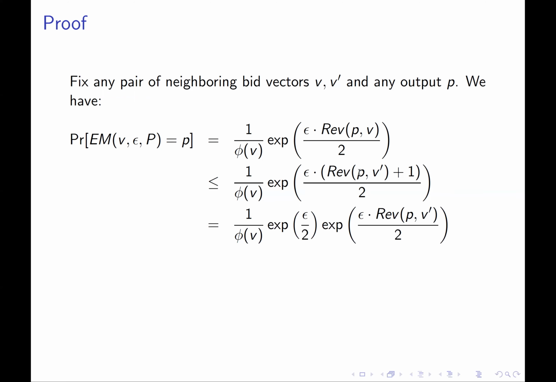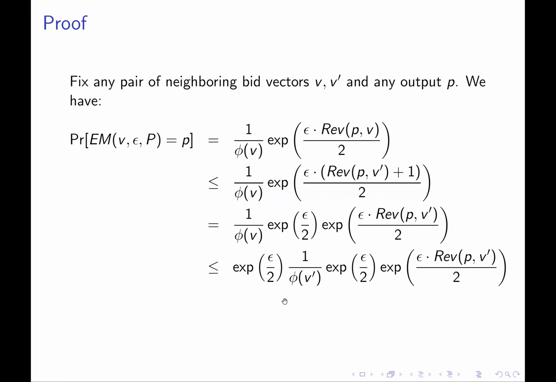There's the exponential of epsilon times our revenue over 2 plus epsilon over 2. And so we can factor out those two terms and just rewrite this exponential as the product of two exponentials. It's the product of e to the epsilon over 2 and e to the epsilon over 2 times the revenue obtainable at price p, given that you misreported. This is just the observation that e to the a times e to the b is e to the a plus b.